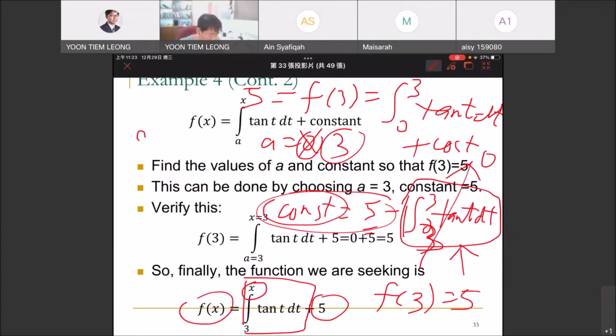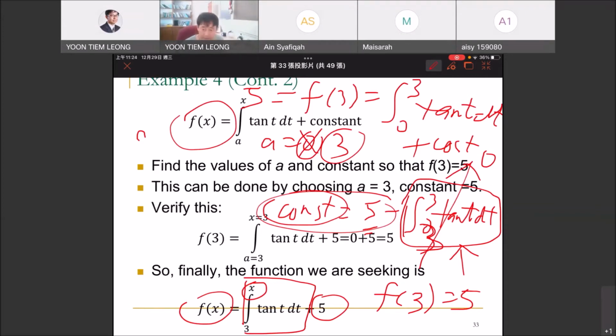The question asks me for a function f of x that fulfills two conditions: the derivative of it is tangent x, and the function evaluated at 3 is just 5. So the answer to this question is expressed in a form which is not as familiar to you, because the answer for your function is not an explicit function but an integral function, made up of tangent t integrated from 3 to x. But as I said, the integral function is just another function. It's just a new form which you may not have encountered before, but it is still a valid function.